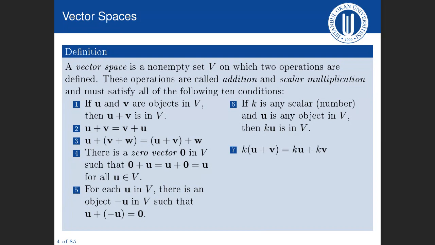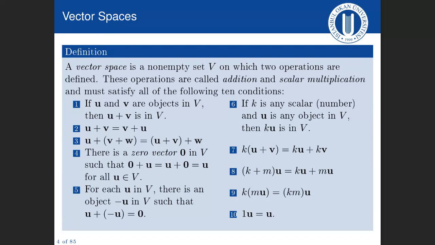Rule 7, if k is a number, u and v are vectors, we need to be able to do k multiplied by (u plus v) is the same as ku plus kv. If k and m are numbers, we need to be able to do (k plus m) multiplied by u is ku plus mu. We need that k multiplied by (mu) is the same as (km) multiplied by u. And finally, rule number 10, we need that the number 1 multiplied by the vector u is just the vector u.